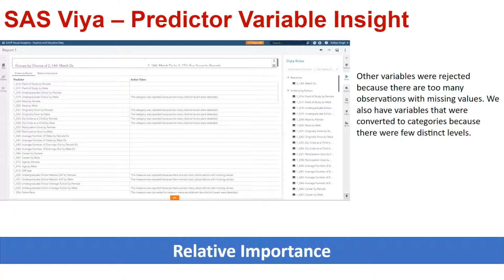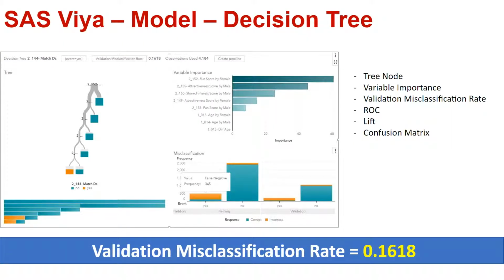Also, we have what's called the predictive variable insight. When we run this, it tells us if there is a column that's not going to be needed for our prediction. You can see here, for example, undergraduate school by male was rejected because there were too many distinct levels in that column. That means it would affect our prediction in a wrong way. So using this tool, we were able to remove any redundant or not needed data or columns from our model.